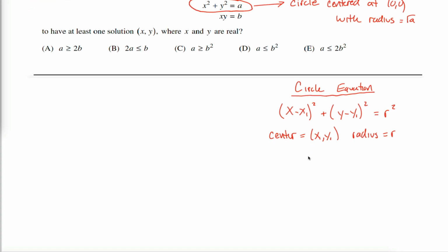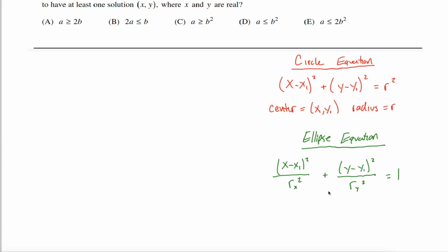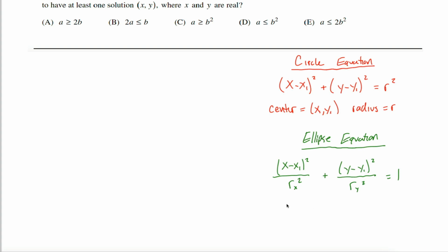Or maybe even more generally, the standard form of the equation of an ellipse centered at x1, y1 with what I kind of call the x radius and the y radius. I'm fairly certain those aren't the right terms, but half of how wide it is in the x direction and half of how wide it is in the y direction are given by r sub x and r sub y respectively. So if the x radius and the y radius are the exact same, maybe call them r.